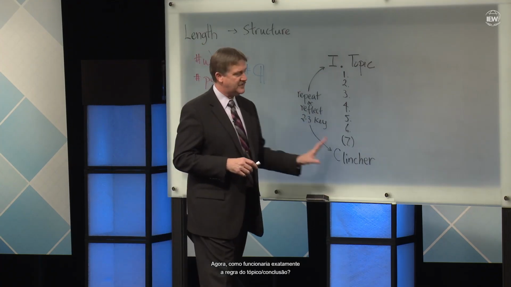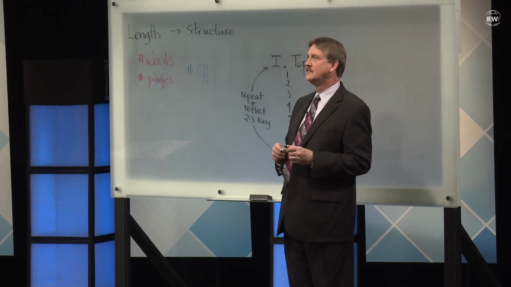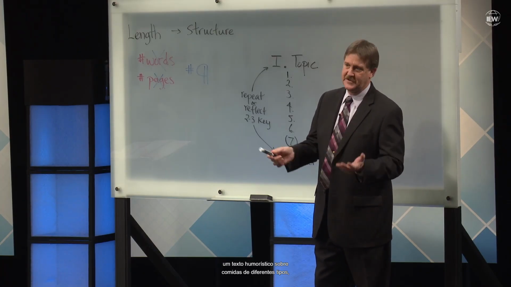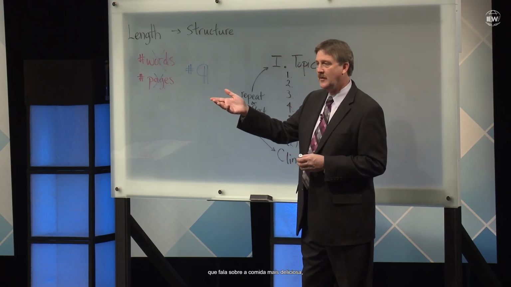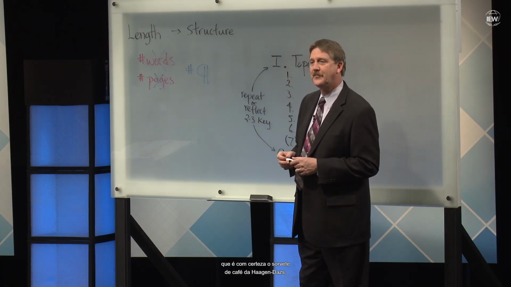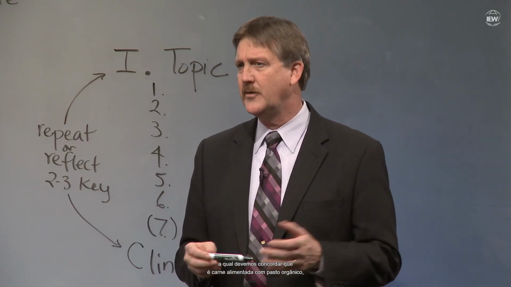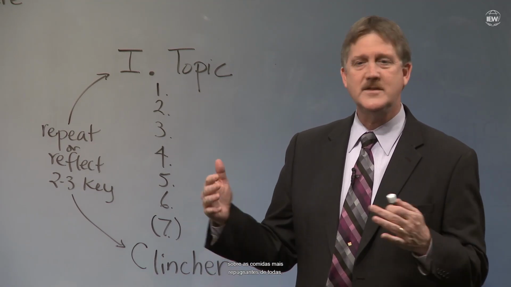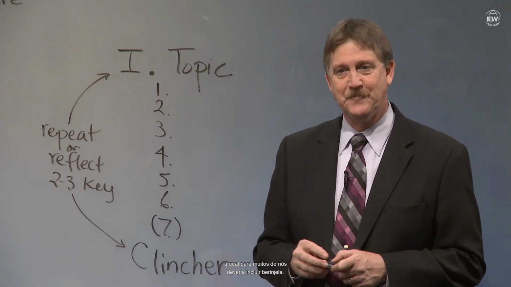Now, how exactly would this topic clincher rule work? Well, let's say that you're writing a little humorous piece on foods, different types of foods. And you have one paragraph that talks about the most delicious food, which is, of course, Haagen-Dazs coffee ice cream. Another paragraph about the most nutritious of all foods, which I'm sure you would agree is organic grass-fed beef. And then a third paragraph on the most disgusting of all foods, which for many of us would include eggplant.